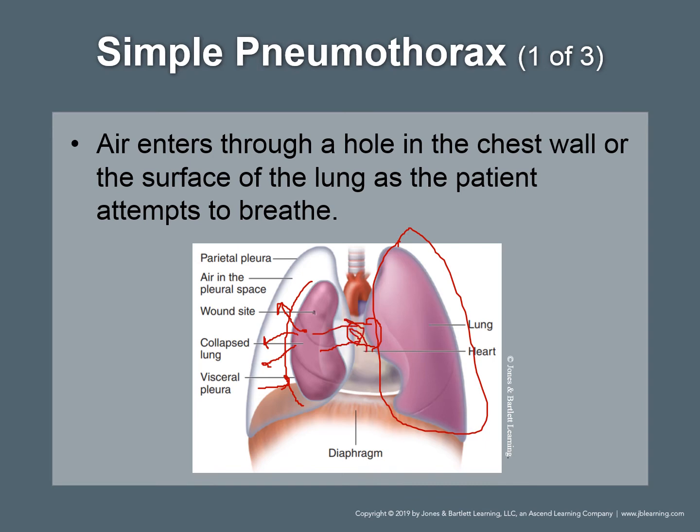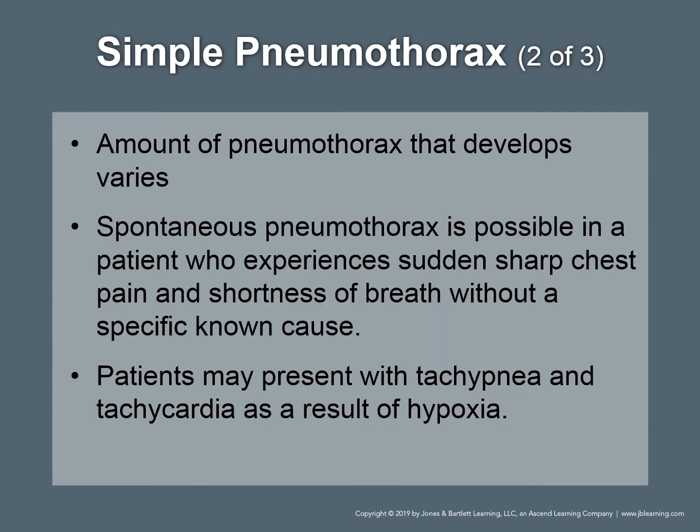But a simple tension or a simple pneumothorax is shortness of breath, probably some chest pain, oxygen saturations above 94, 95%. Okay? The treatment for a simple pneumothorax is high flow oxygen. Okay? Amount of pneumothorax that develops varies.